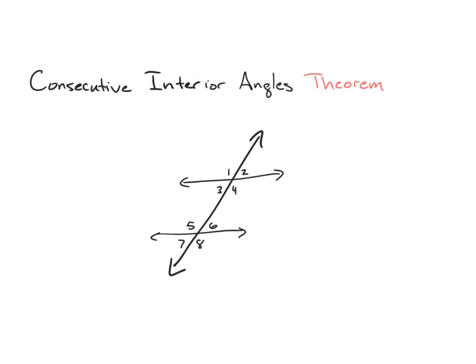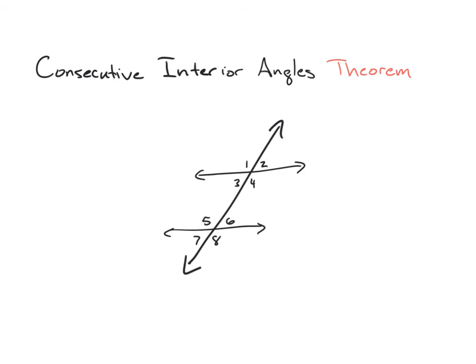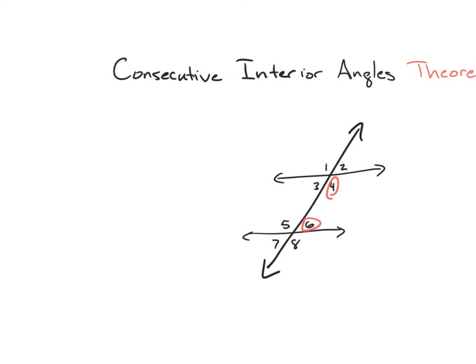Okay, consecutive interior angles. So let's see, what's an example of consecutive interior? 4 and 6. Consecutive interior angles, this is the one that's different. We abbreviate this one the CIA theorem. I like to call CIA the sneaky, tricky one, because it's the one that's different from the rest. And this one's different because it says that those two angles are supplementary. In other words, the measure of angle 4 plus the measure of angle 6 will equal 180 degrees.